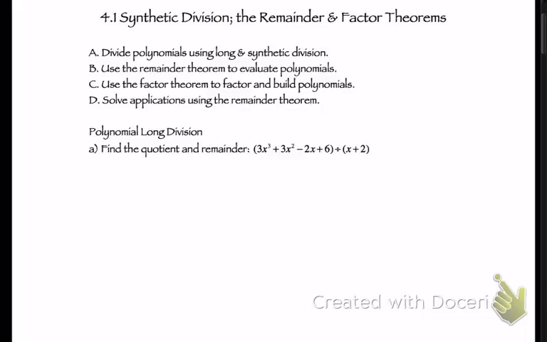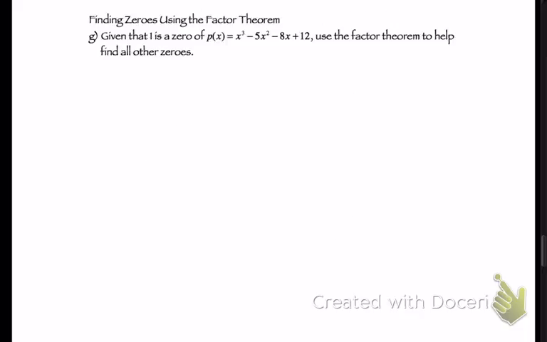I'm going to tell you right now, here is where your factoring skills will come into play. So if you want to take out that graphic organizer, you are going to need it. Okay, so let's take a look. Letter G. I tell you that 1 is a 0 of that polynomial. I ask you to use the factor theorem to help find all other zeros.